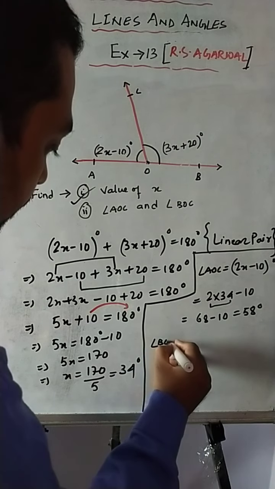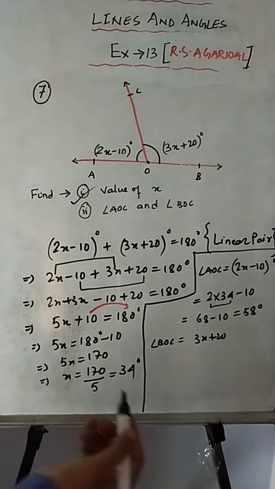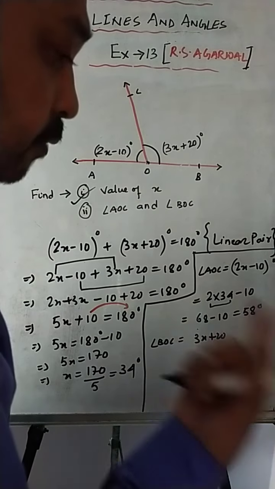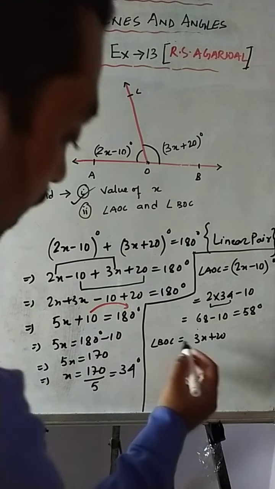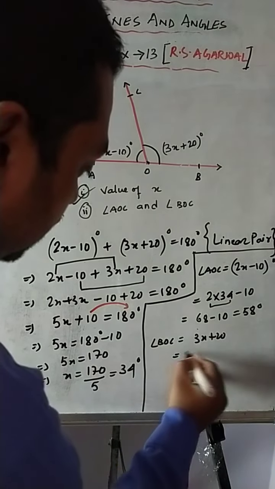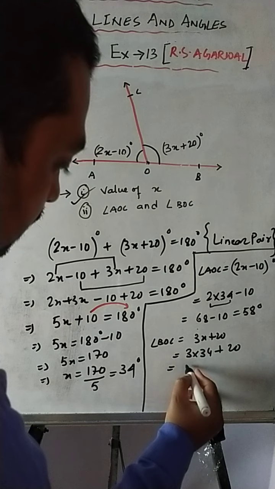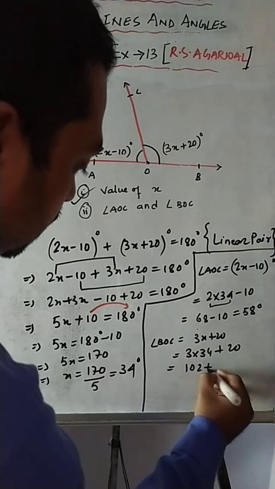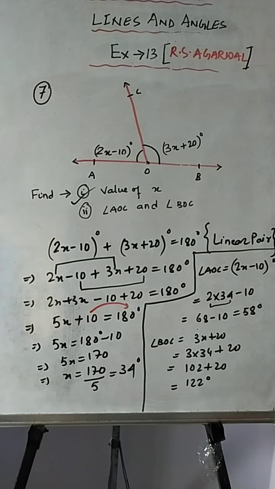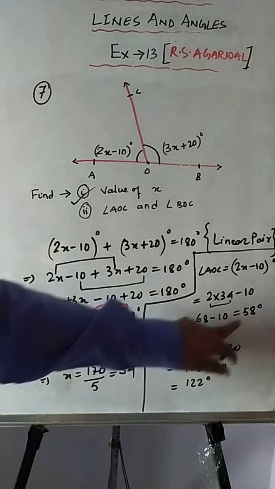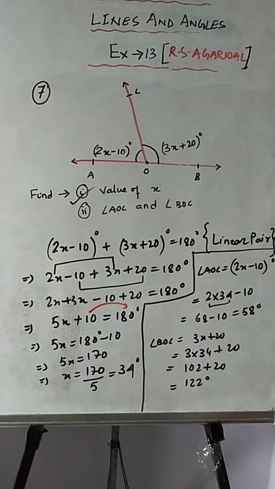Now what is BOC? BOC is given as 3x plus 20 degrees. There is another way of finding BOC: you can subtract 58 from 180 degrees, then also you get the value of BOC. Putting the value of x here, that is 3 into 34 plus 20 degrees. Multiplying, you get 102 plus 20, which equals 122 degrees. Now if you add these two, you will get 180 degrees: 58 degrees plus 122 degrees is equal to 180 degrees.